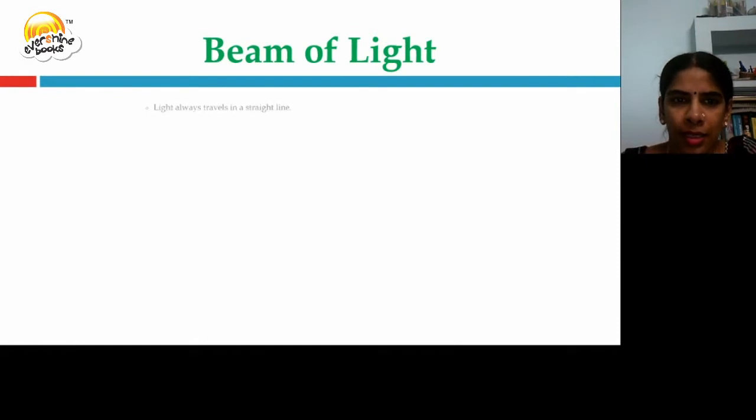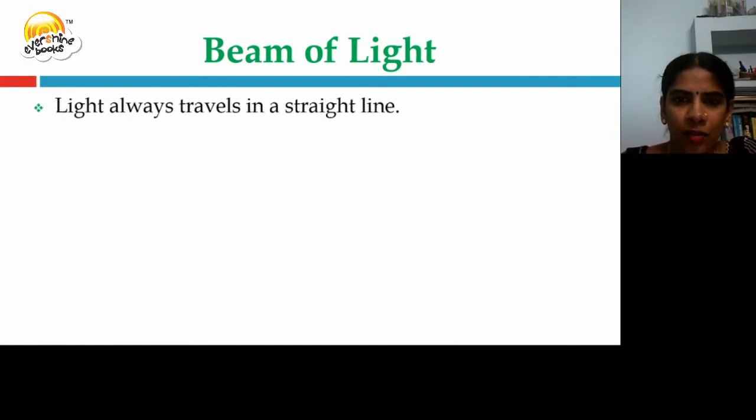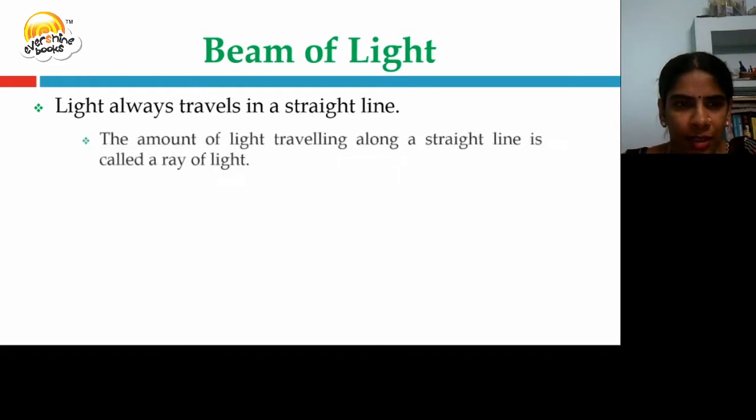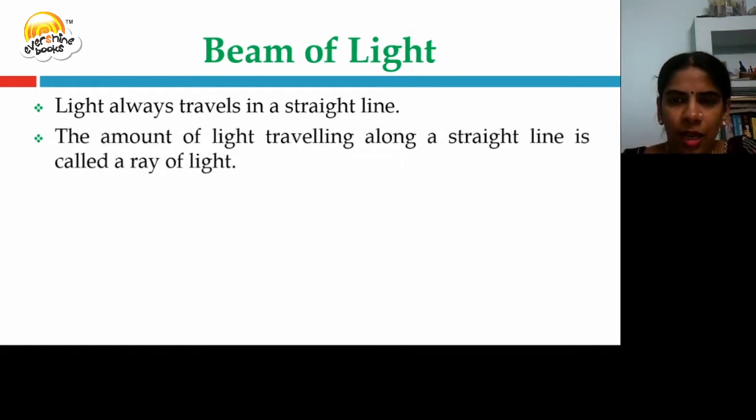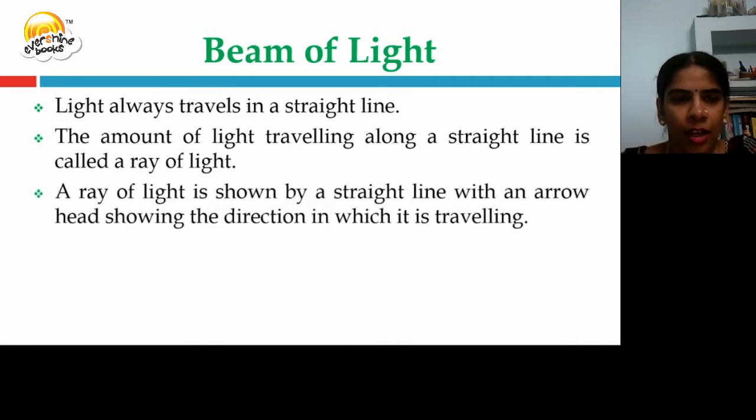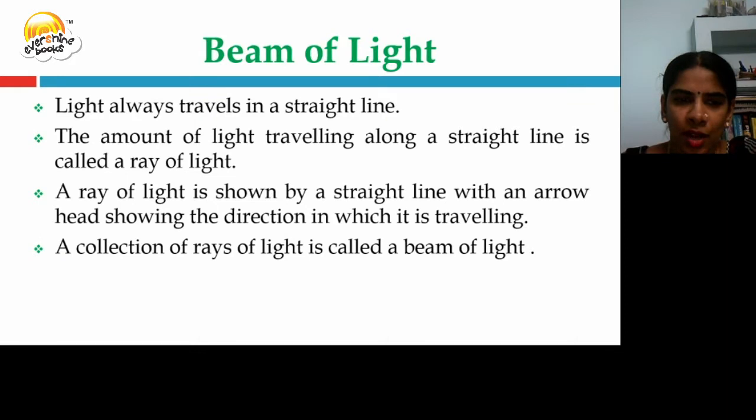Beam of light. Light always travels in a straight line, so we call it rectilinear. The amount of light traveling along a straight line is called a ray of light. A ray of light is shown by a straight line with an arrowhead showing the direction in which it is traveling. A collection of rays of light is called a beam of light.